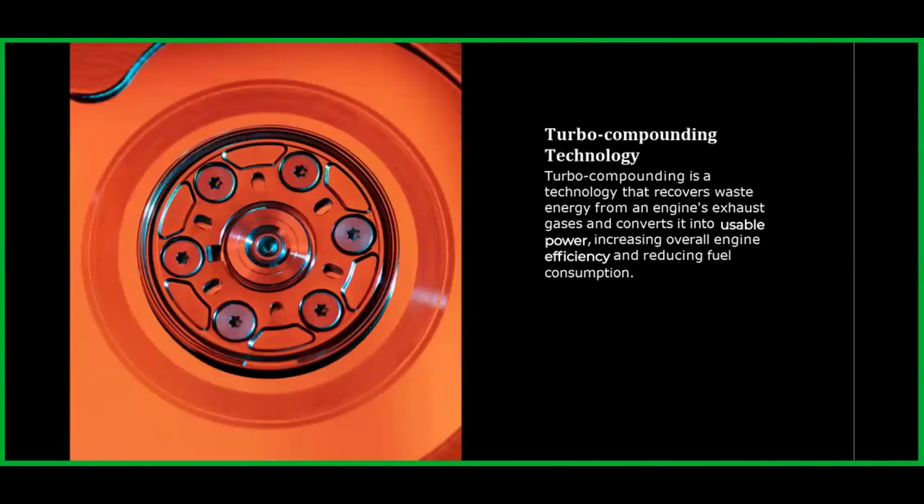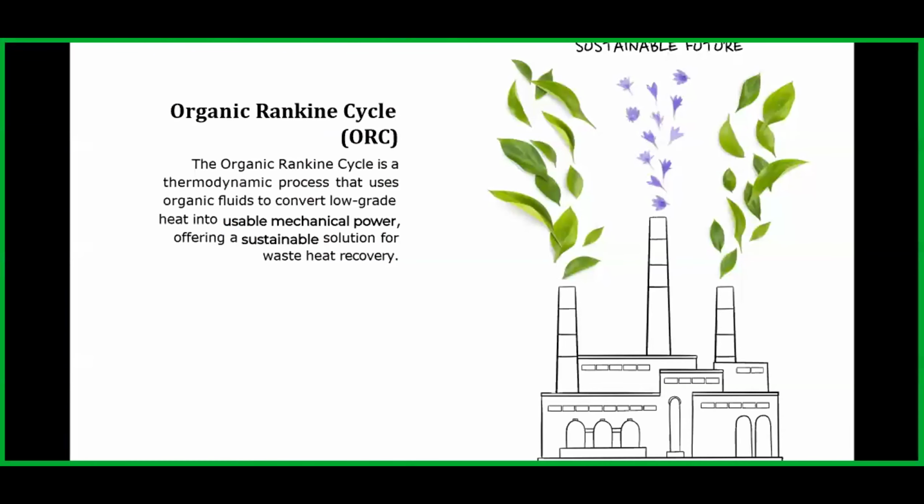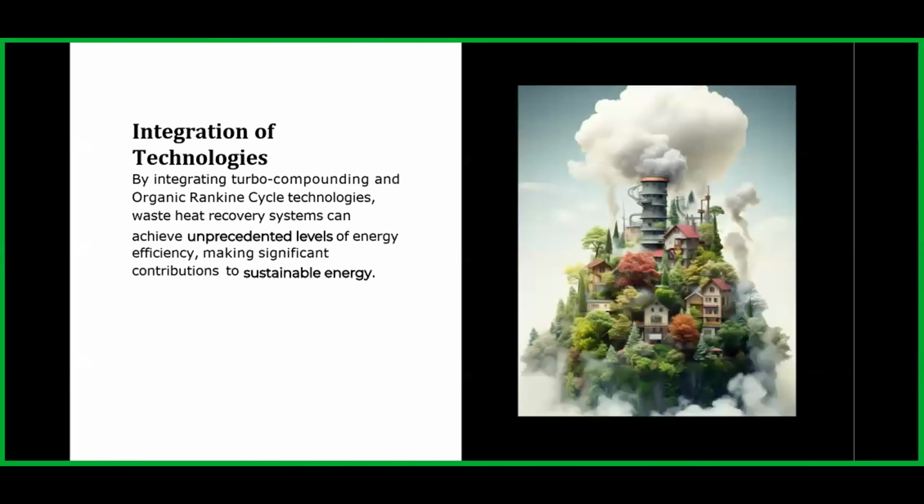Turbo compounding technology. Turbo compounding is a technology that recovers waste energy from the engine's exhaust gases, converting it into usable power, increasing overall engine efficiency and reducing fuel consumption. Organic Rankine cycle (ORC). Organic Rankine cycle is a thermodynamic process that uses organic fluids to convert low-grade heat into usable mechanical power, offering a sustainable solution for waste heat recovery.